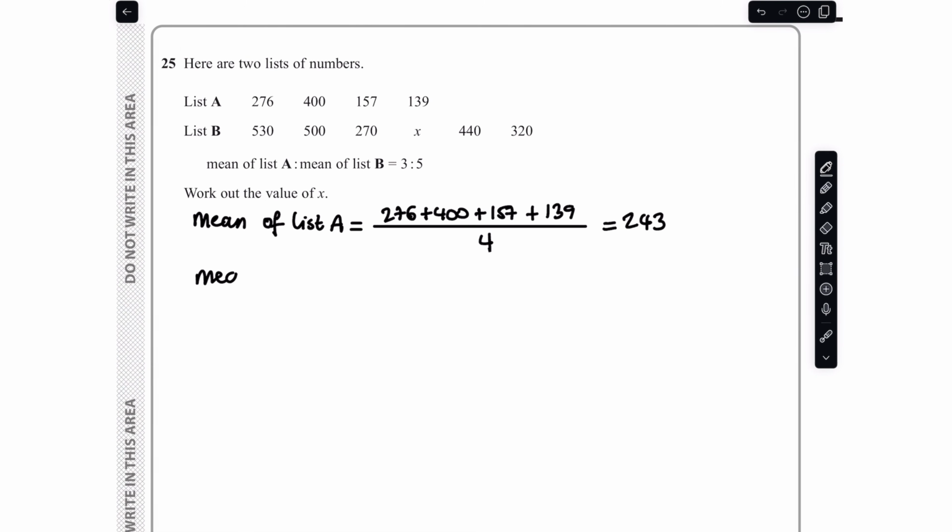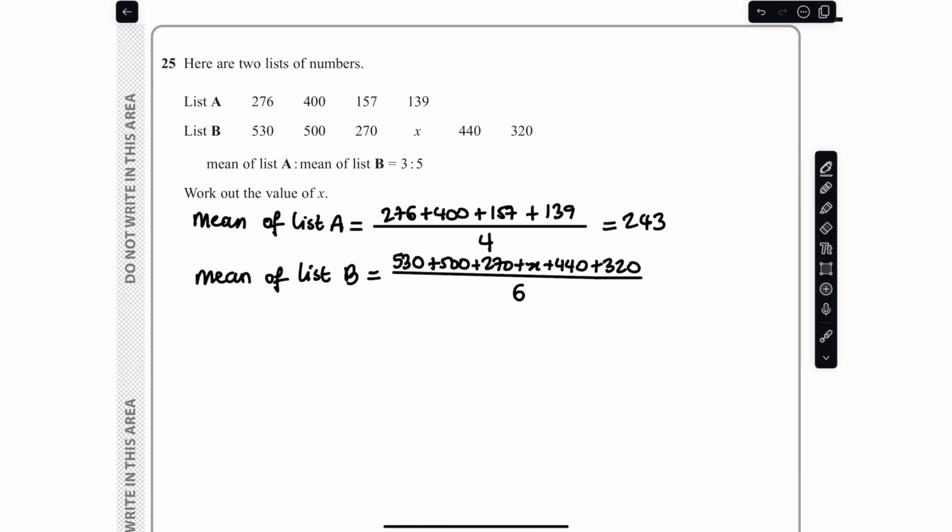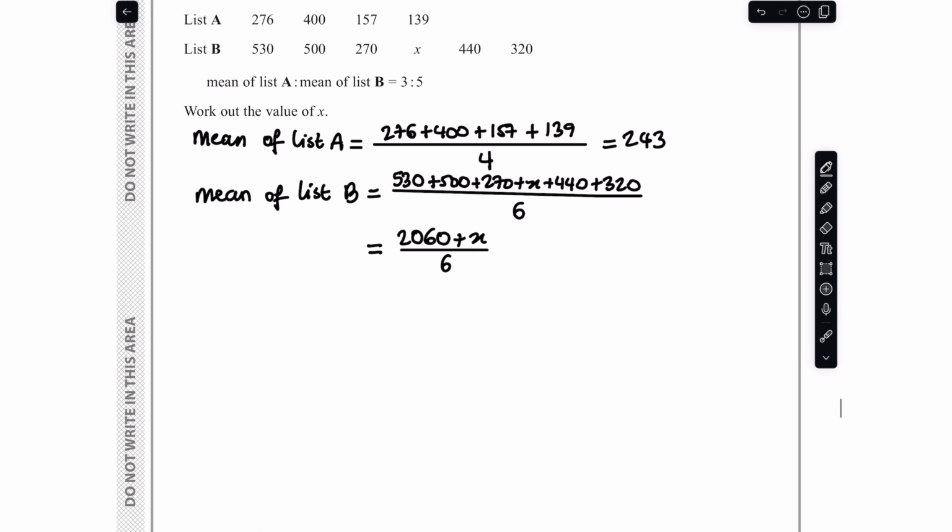And then for the mean of list B, that will simply equal 530 plus 500 plus 270 plus X plus 440 plus 320 all over 6, and that simplifies to 2060 plus X all over 6. And so what I can now do is write 243 to the ratio of 2060 plus X all over 6, and remember that represents 3:5.